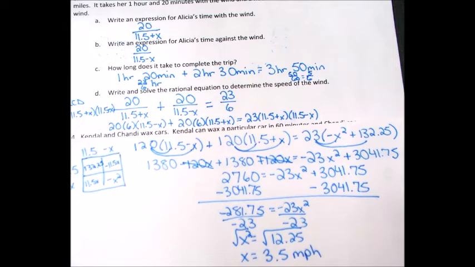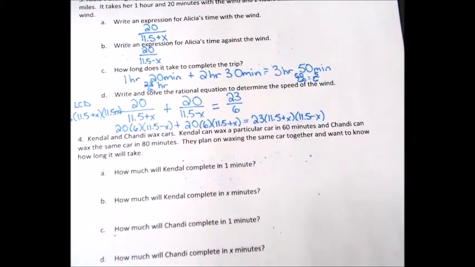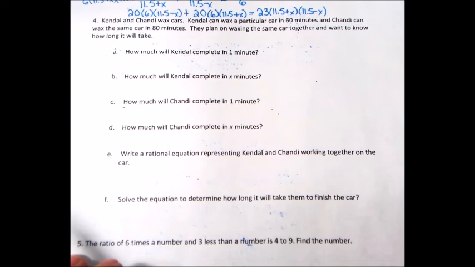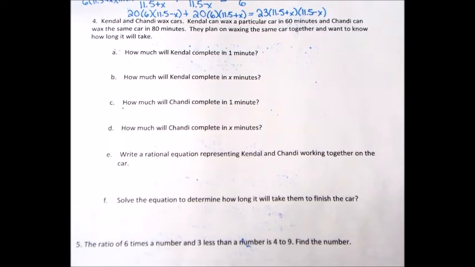All right, last word problem for 8.6. Last bit of notes. Oh, just kidding. There's two more word problems. Kendall and Shandi wax cars. Kendall can wax a particular car in 60 minutes and Shandi can wax the same car in 80 minutes. They plan on waxing the same car together and want to know how long it'll take.